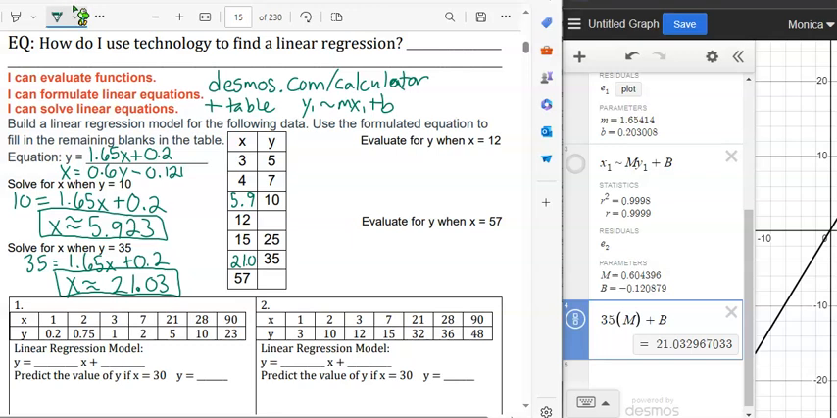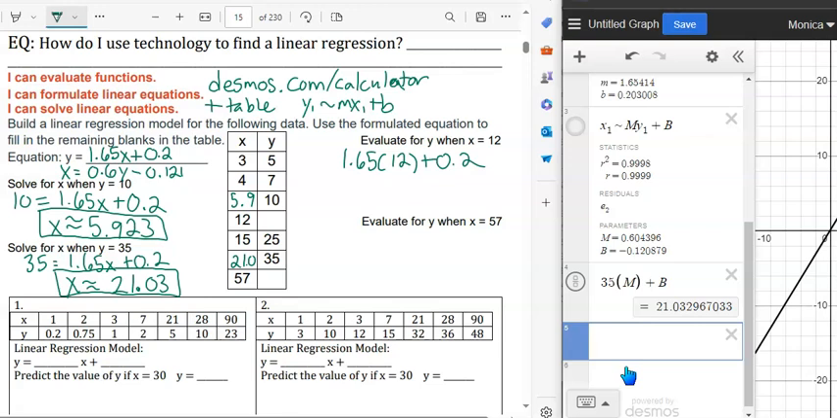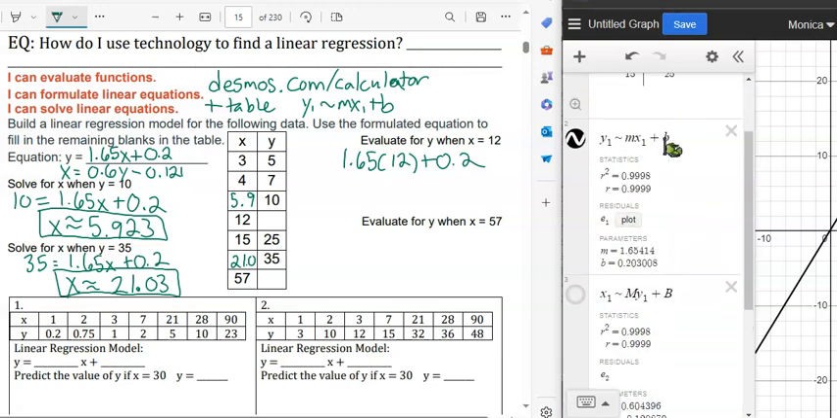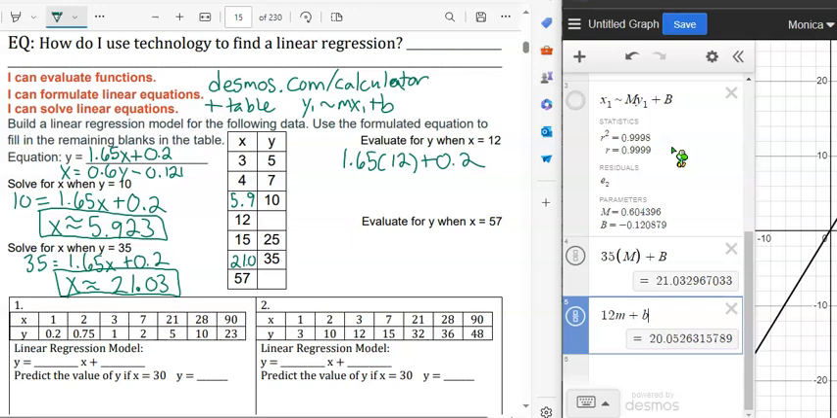Alright, evaluate for y when x is equal to 12. We could write it like this: 1.65 times 12 plus 0.2, and then we could write that in the calculator. And we could just use the variables that it calculated for the m and the b. So we get 20.1.